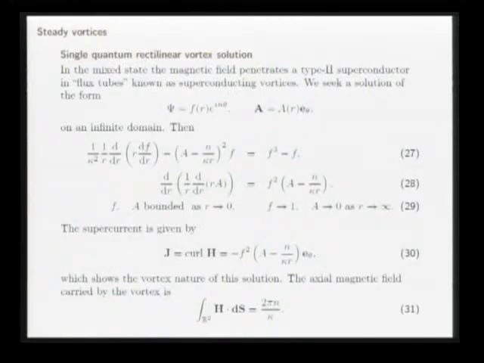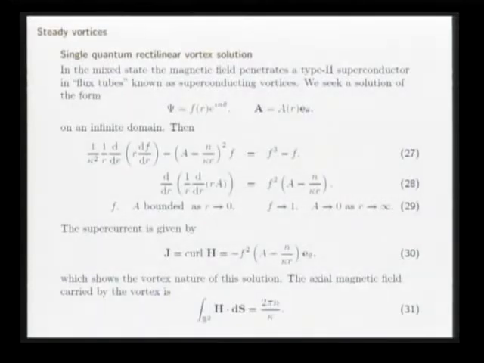So here my superconducting order parameter would be written in terms of a modulus and a phase, and for a single isolated vortex in an infinite domain, the phase is some multiple of theta, the polar angle, where n is the winding number, it's the degree of the vortex, it's the number of quanta it contains. And the modulus will be just a function of the radial coordinate. So F would just be a function of R. So this is what the order parameter looks like.